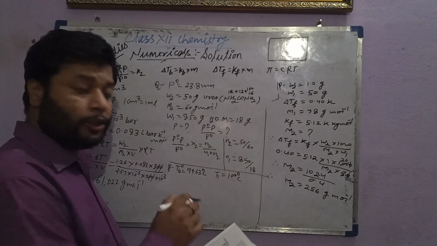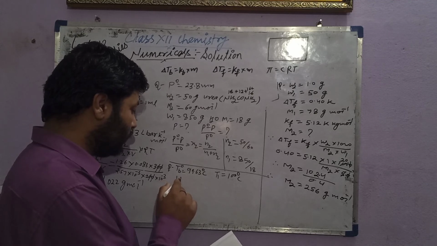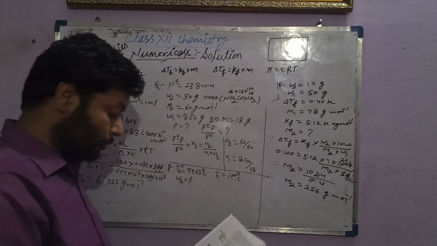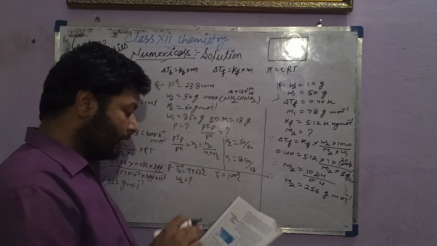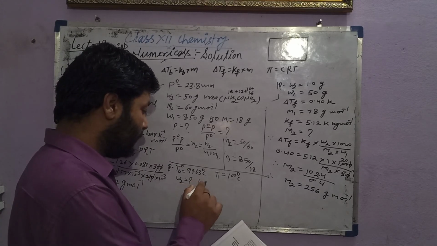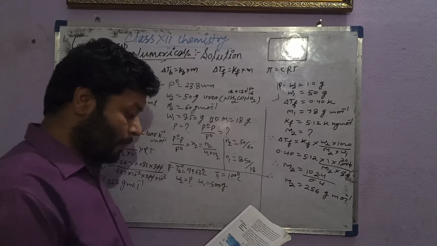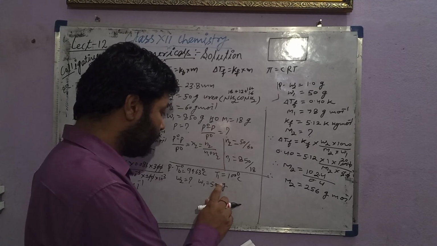How much sucrose is to be added? Means W2, the mass of solute. 500 gram of water is W1.